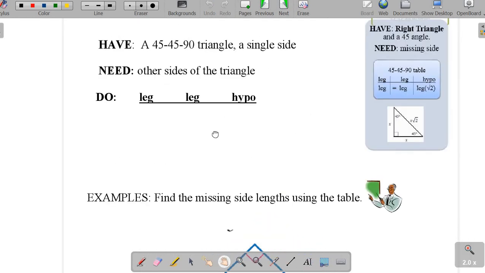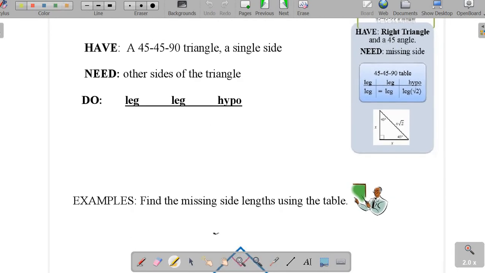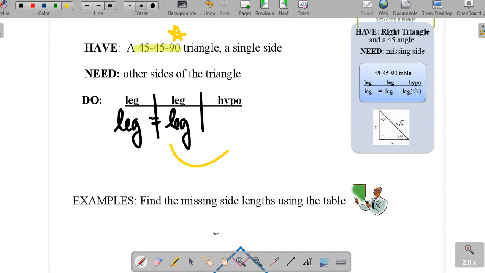Again, it's right here, and it only works in a 45, 45, 90. That's super important. It's a special circumstance. So here's what's called a 45, 45, 90 table. The legs are equal, so put your little equal sign there. The hypo is whatever the leg is times root 2.